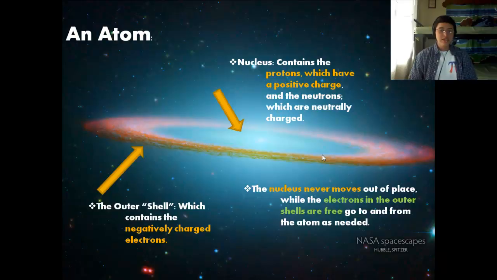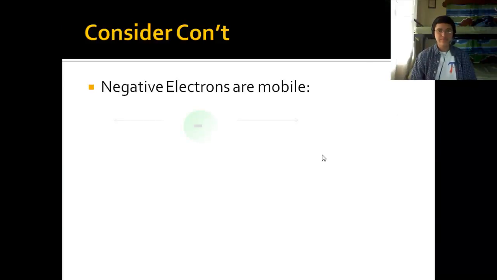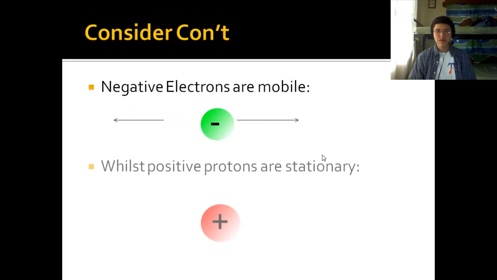The nucleus never moves out of place, especially if the atom is in a solid, while the electrons in the outer shells are free to leave the atom and come to the atom as needed. Therefore, negative electrons are mobile, whilst positive protons are stationary.